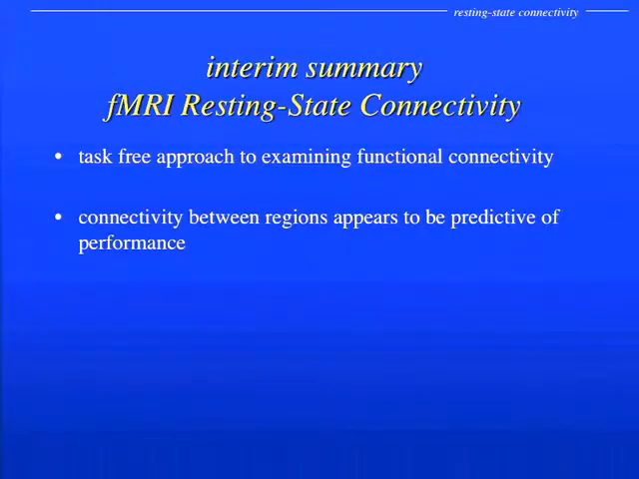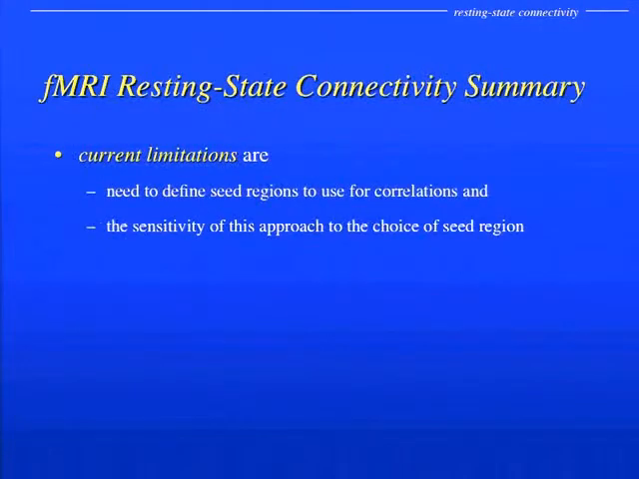So an interim summary: we have a task-free approach here to examining functional connectivity. So we've moved away from task-based fMRI. And we have connectivity between regions that appears to be predictive of performance. The current limitations of resting state connectivity are this need to define seed regions to use for these correlations, and the sensitivity of this approach to the choice of the seed regions.